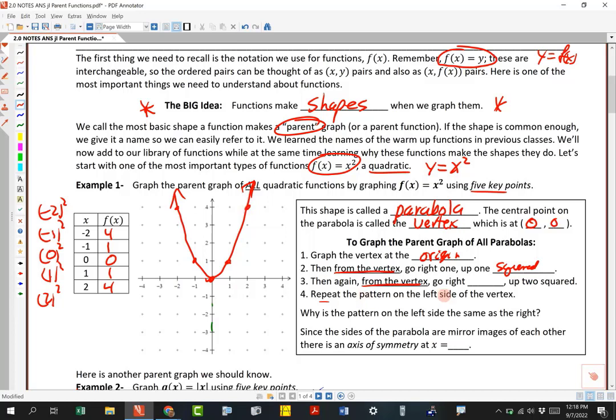Okay, that should be about where I left off. Hopefully there's no repeat, but then we'll be spending some time thinking about this and how these parent functions work.